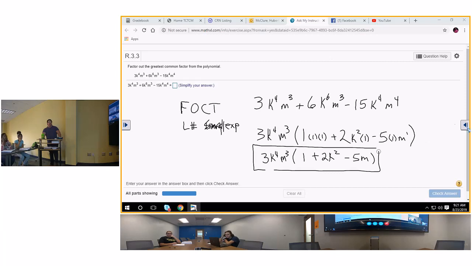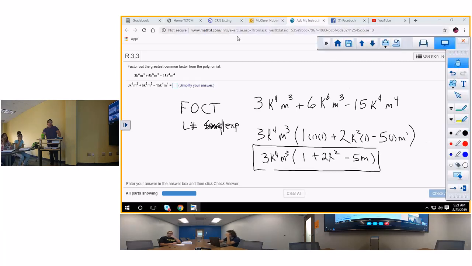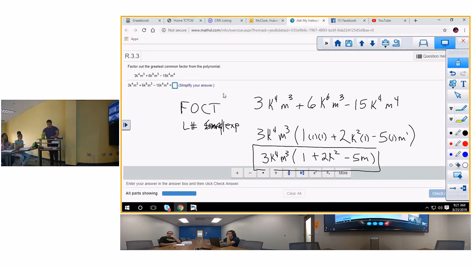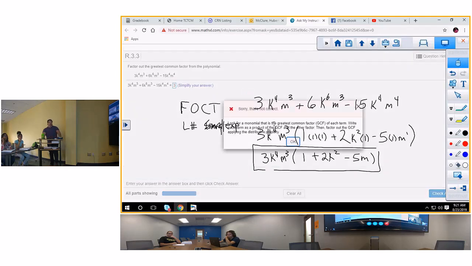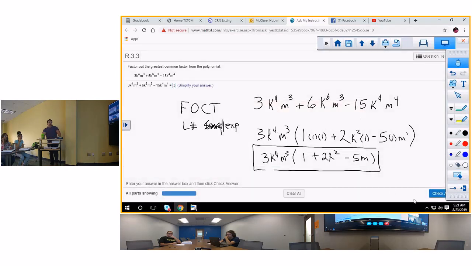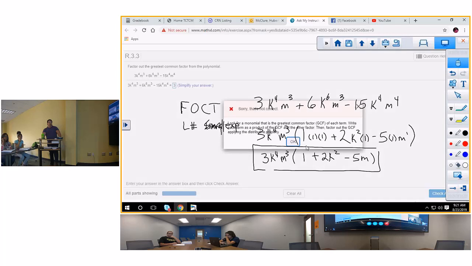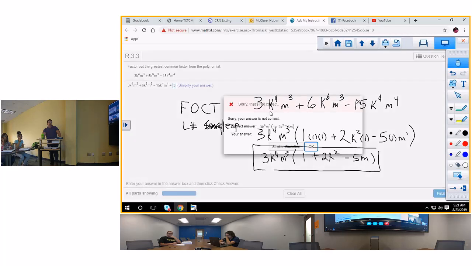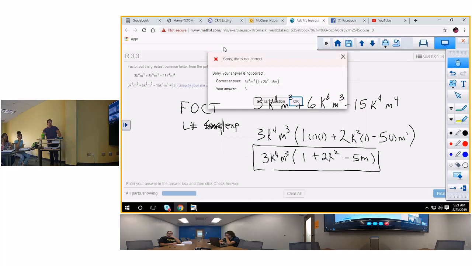And we're not going to type that in there because I'm lazy and I can't type. So I'm just going to put a 3 there. And 3. And 3. And let's see if I got it right. It's a miracle. 3k to the 4th m to the 3rd, 1 plus 2k squared minus 5m.